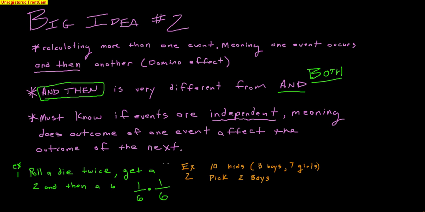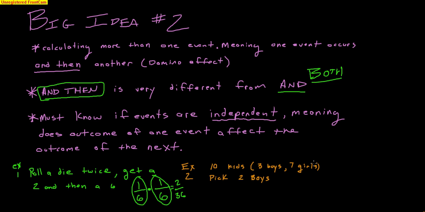Now, when you roll a die, you have independence because the second roll doesn't remember what happened the first time. So the outcome of the second roll is not impacted by the first. So this right here is the probability of rolling a 2 and then rolling a 6. The answer to that question would be 1 out of 36. You just multiply. So for multiple events, you must multiply. Keep that in mind.